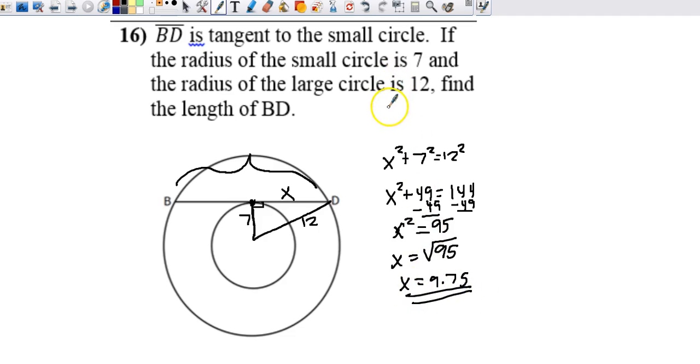So we want to find the length of BD. BD is twice that. So if I know that this is 9.75 and these two are congruent, then I'm going to add that to itself or multiply by 2. Times that by 2, you're going to get 19.49.